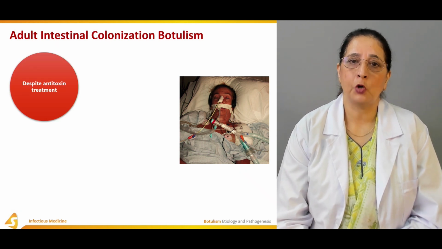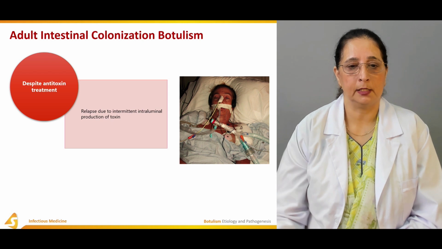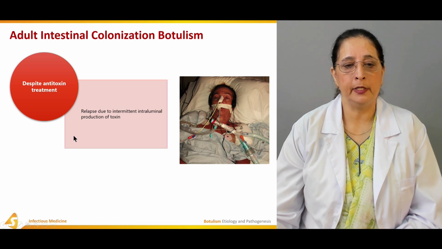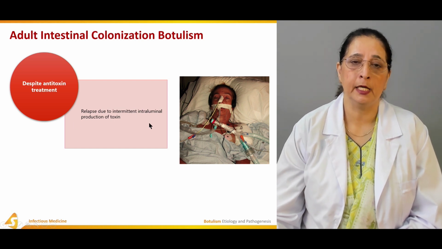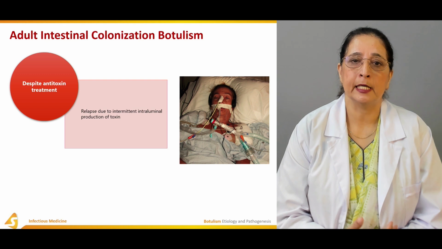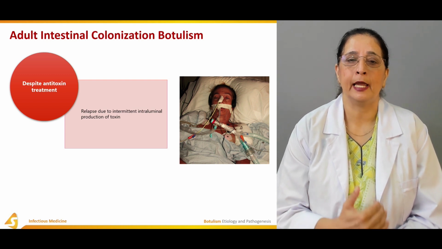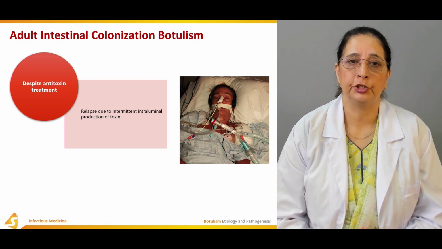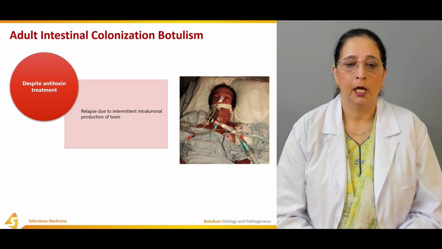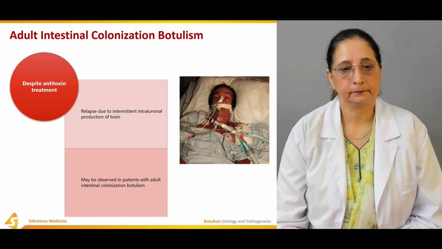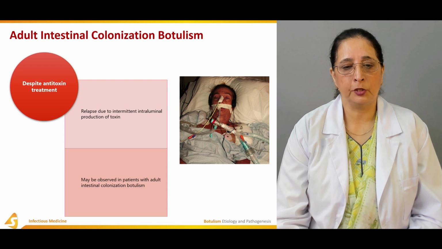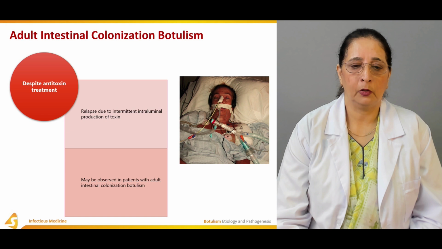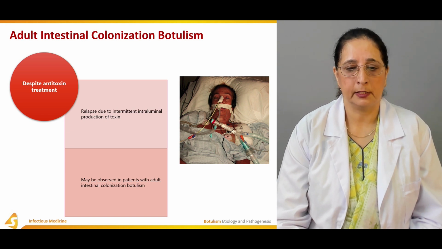Despite antitoxin treatment, what occurs? Relapse due to intermittent intraluminal production of toxin. Even though botulinum antitoxin is used, it can cause recurrence of the disease because of the production of intraluminal toxin. This may be observed in patients with adult intestinal colonization botulism.